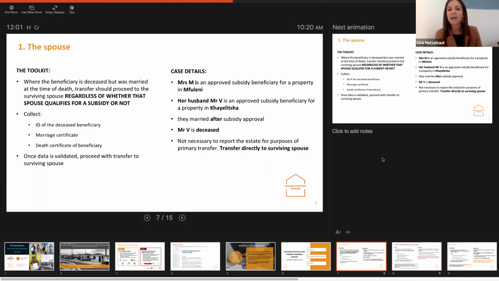So I just want to flag that: this is a good process, follow this process, but you may hit that little bump down the line that you just need to be aware of. Are there any specific questions on the surviving spouse scenario? It's by far the simplest scenario.